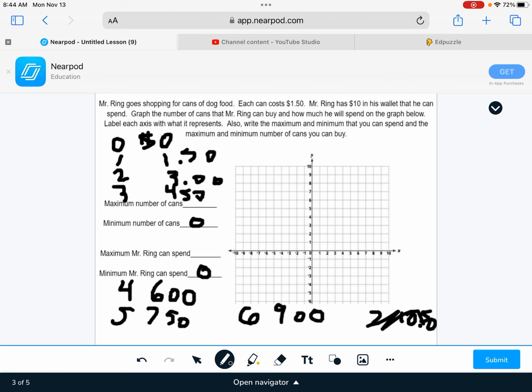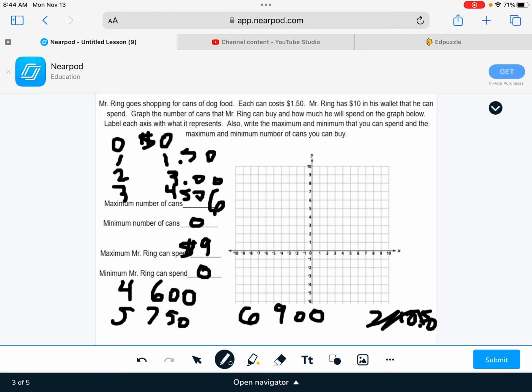7 cans is off limits, but I can spend the $9 and buy 6 cans. And so that's what I'm going to put as my maximum. 6 cans and $9 is what I can spend.